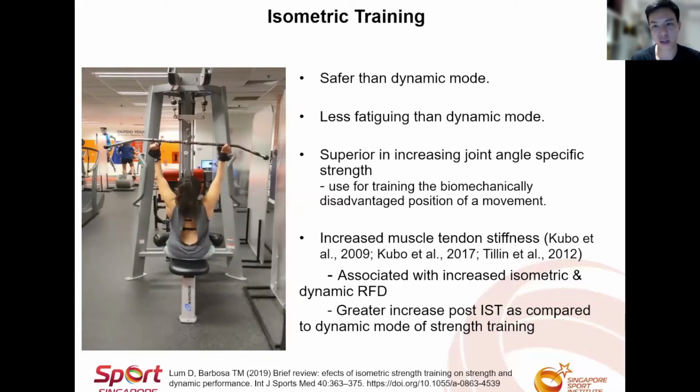It's superior in increasing joint-angle-specific strength. With the physio, if she's weak at a certain angle, we might use isometric training to target that. It also increases muscle-tendon stiffness, associated with increased isometric and dynamic rate of force development, with a greater increase after isometric training as compared to dynamic strength training.